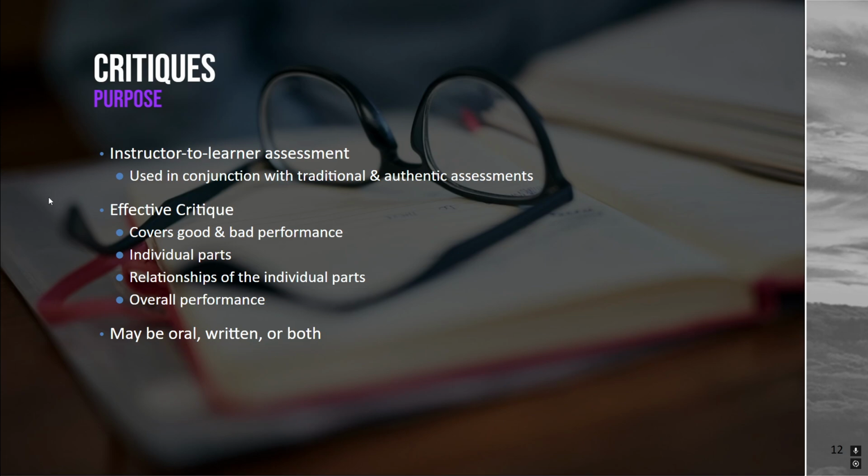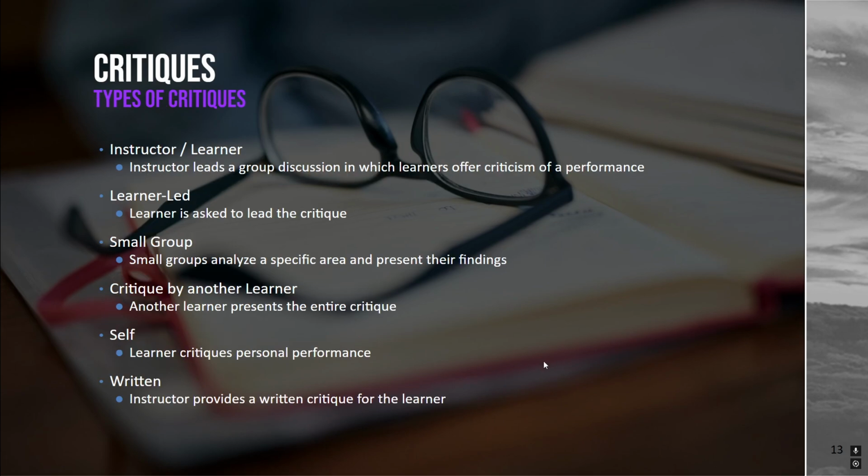So instructor to learner assessment used in conjunction with traditional and authentic assessment. An effective critique covers the good and bad in a performance, covers all the individual parts, and really goes over the whole performance. It can be oral, written, or both. So there's different types of critiques. There's the instructor-learner critique, where the instructor leads a group discussion in which class members offer criticism.